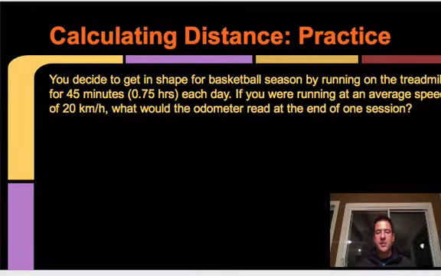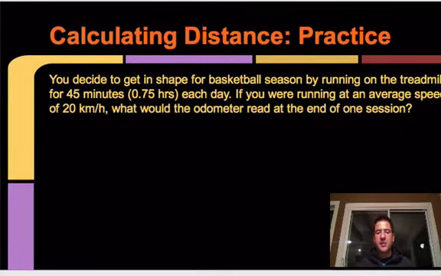So the question is, I'll read the question out and then we'll talk about steps for calculating these problems. You decide to get in shape for basketball season by running on a treadmill for 45 minutes, or what is known as 0.75 hours each day. If you were running at an average speed of 20 kilometers an hour, what would the odometer read at the end of one session? So what I'm going to do here is calculate this problem.